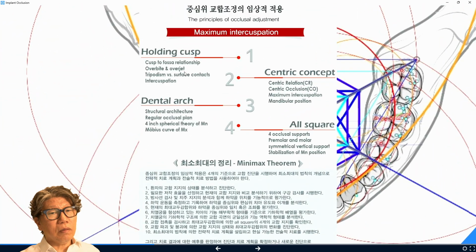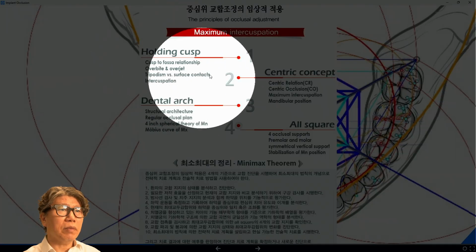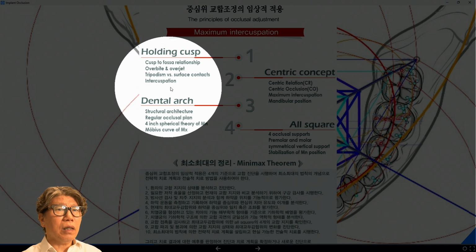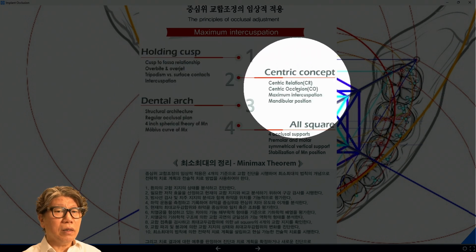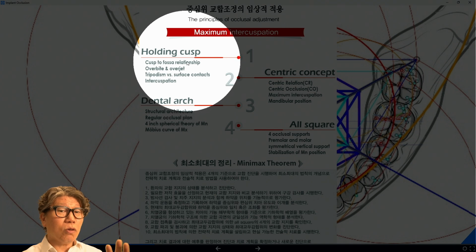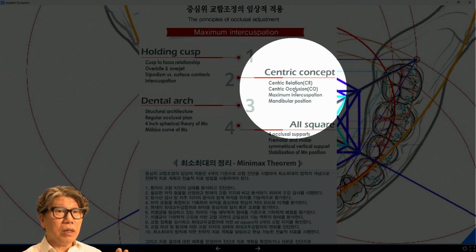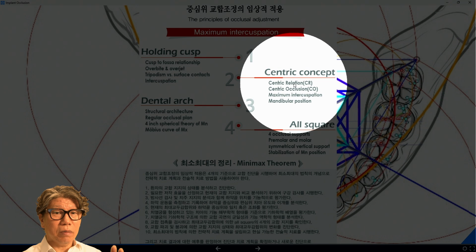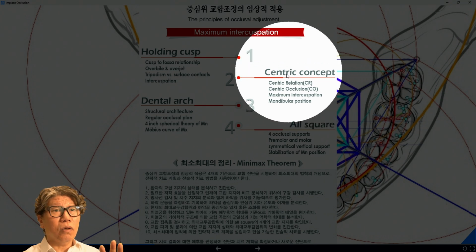So to summarize, it seems that initially, the holding cusp was important. Next is the centric concept. When the holding cusp interlocks to form the maximum intercuspation, it establishes the position of the jaw. The mandible is held. This has been and still is very important.